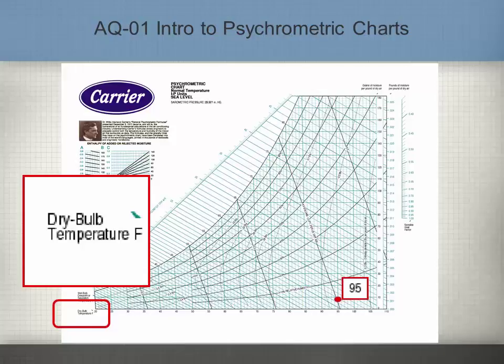In like fashion, 95 degree dry bulb temperature is found further to the bottom right of the chart. It too has a vertical line above its value, and therefore 95 degree dry bulb temperature can be plotted anywhere on this vertical line.